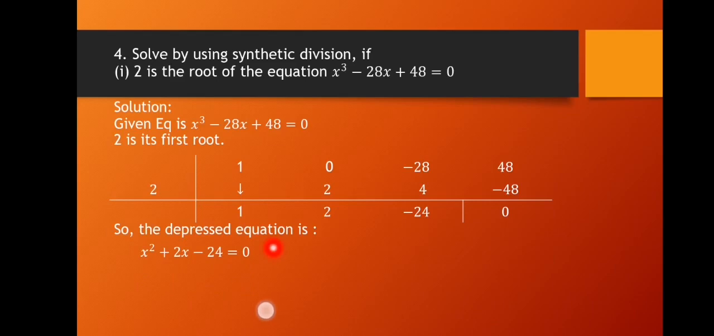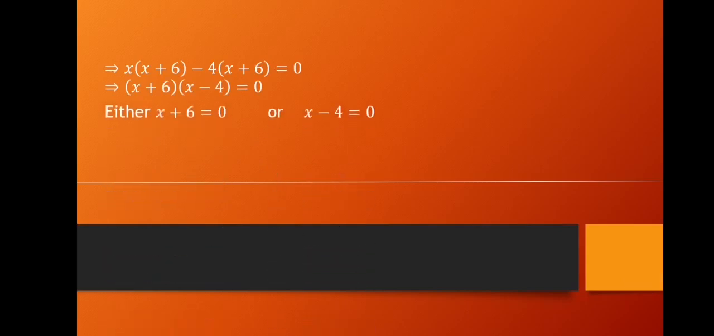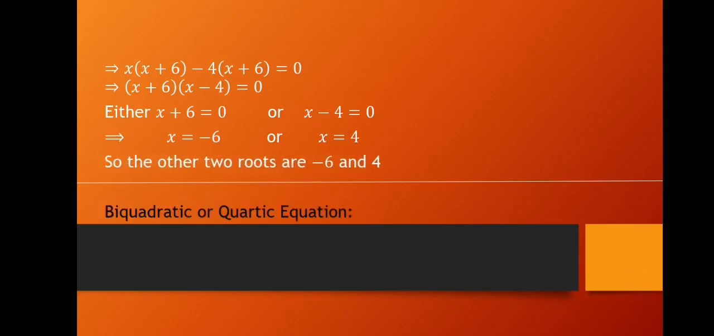Here, since it is the quadratic equation, we can find the values of x, or we can find the other 2 roots by using any of the learned methods to solve the quadratic equation. Here we will have, by factorization method, (x + 6)(x - 4) = 0. Writing them down separately, we get x = -6 or x = 4. So these are the other two roots.